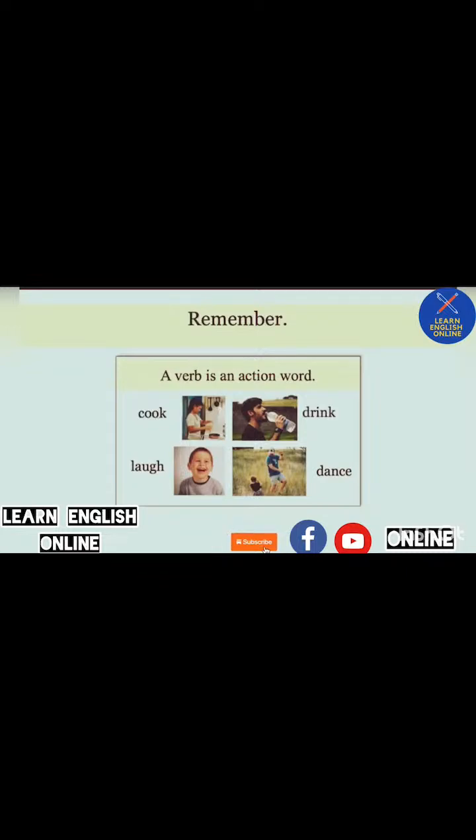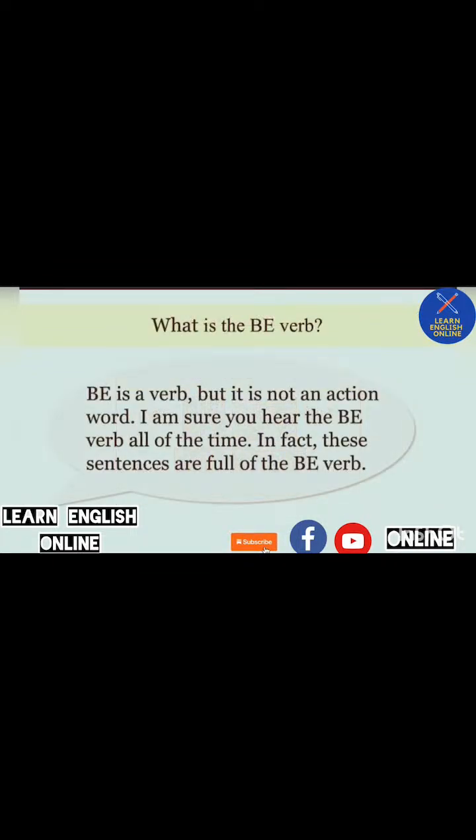A verb is an action word like cook, laugh, drink, and dance. Be is a verb, but it is not an action word. I am sure you hear the be verb all of the time. In fact, these sentences are full of the be verb. Let's look.